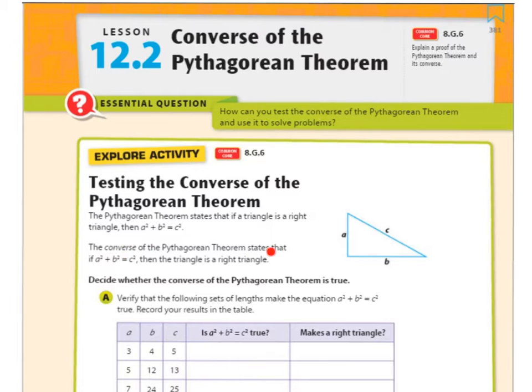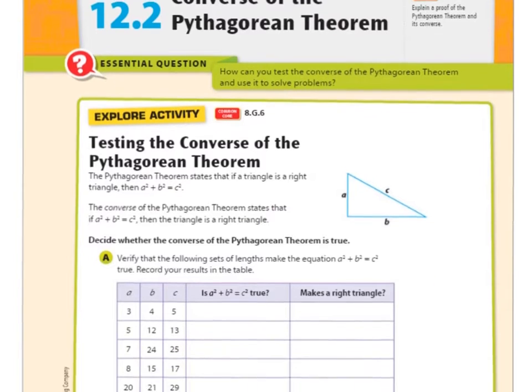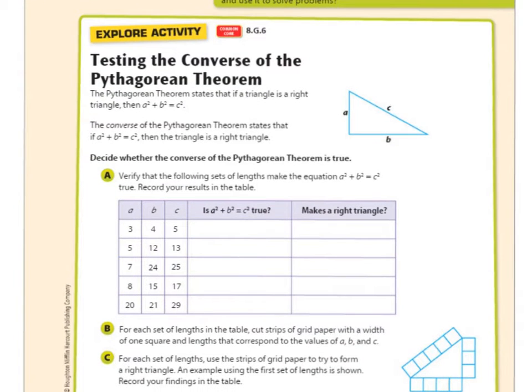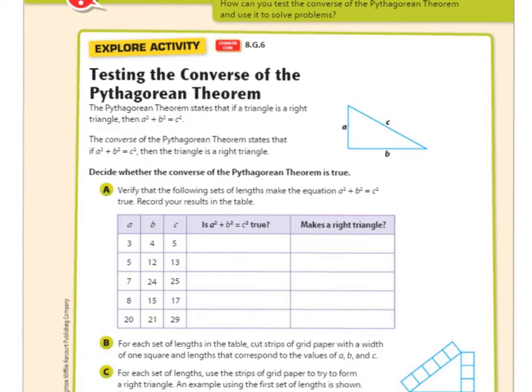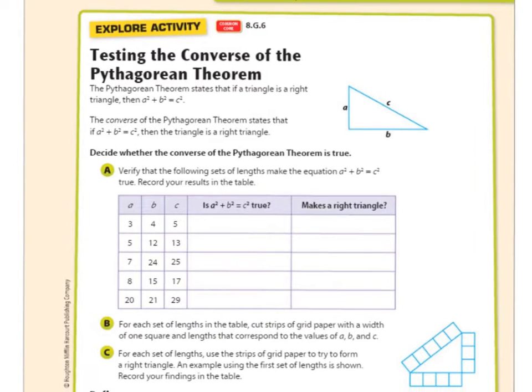So the converse of the Pythagorean theorem states that if a squared plus b squared equals c squared, then the triangle is a right triangle, right? What we're doing with this is determining, when given side lengths, whether triangles are right triangles. Because if the statement is not true, then it is not a right triangle. And we took this a little bit further with the work that we did in class, and we were able to even classify them as acute or obtuse triangles based on what we determined from the converse of the Pythagorean theorem. So we're going to decide whether the converse of the Pythagorean theorem is true.